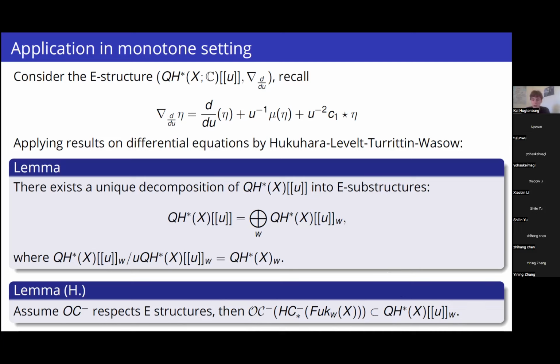Any questions about this? Yes. It's in this classical lemma. In general, you have to take a ramified cover, like U goes to U to the power something. Yes, so this is only the first step in that decomposition.